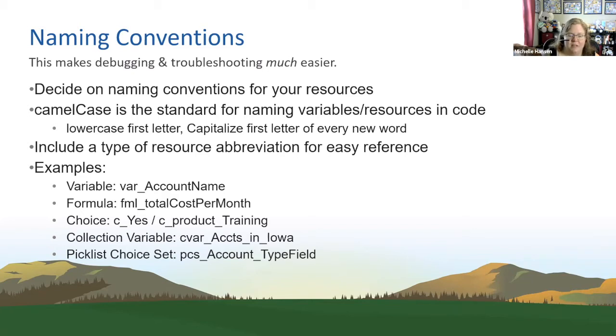A pick list choice set. So this is where you can take a pick list that already exists in your org and turn it into a set of choices for the user on screen. So that's a PCS for pick list choice set. And then I throw in the object and the field that I'm using to make that pick list choice set. So it's very easy for me to go look in my org and figure out where it's coming from.